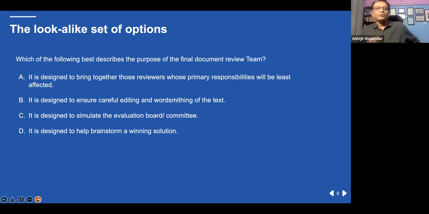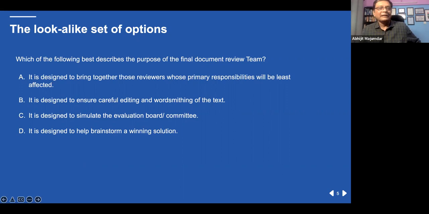Now what you have to do here, first, is to identify the stem. Best describes the purpose, that is, the purpose of the final document review team. So the stem is "describes the purpose". Now, which of these answers describes the purpose? If you have noted down your answer, the correct answer is basically C: it is designed to simulate the evaluation board or the committee.